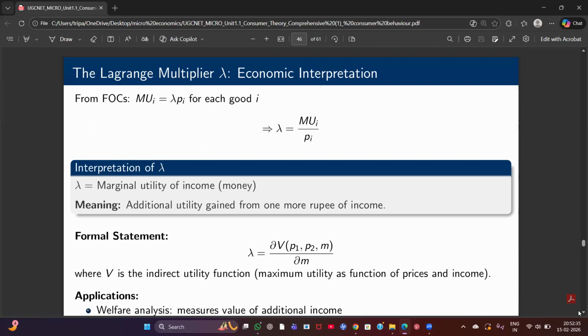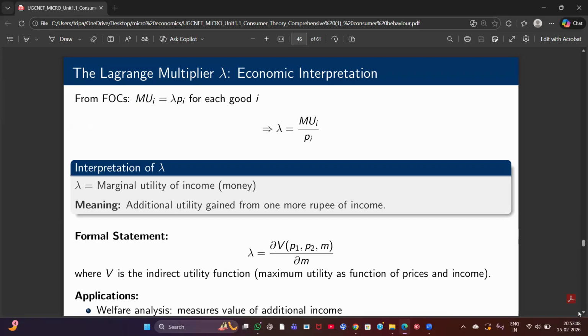Lambda interpretation. What is lambda here? Lambda is equal to MUi by Pi. It is the return I am getting: MUi by Pi explains that by spending 1 rupee on the ith commodity, how much utility I am getting. In short, lambda is the marginal utility of 1 rupee or money. Here, in this utility maximization problem, lambda is called the marginal utility of money. For other utility functions, the lambda value and its interpretation will differ accordingly.